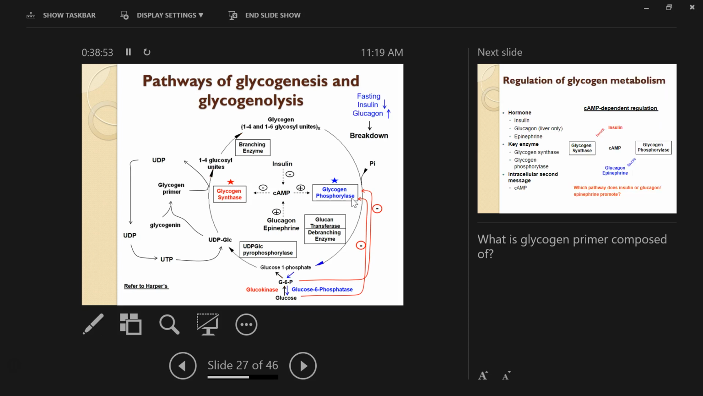And during the fasting condition, the glycogen breakdown pathway is activated.